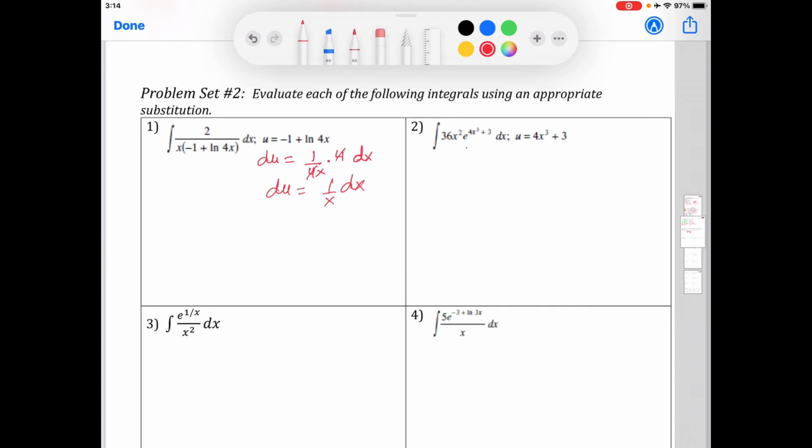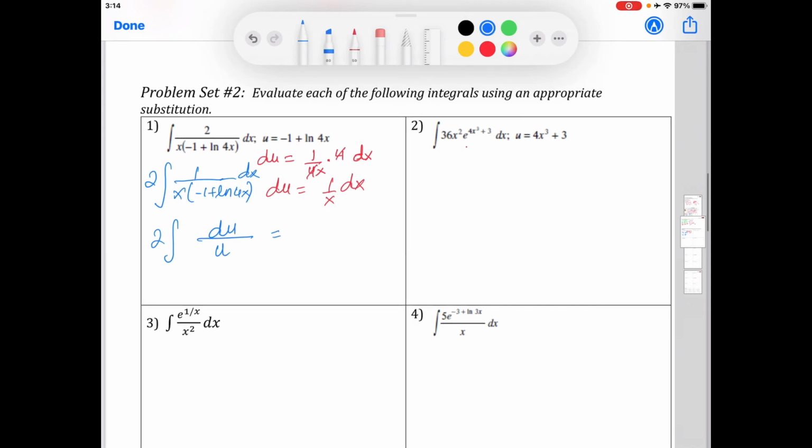So now I can actually clean this up a little before I even go further. I'm going to change colors. I'm going to pull out the 2, and let's see, what do I have? 1 over x, (negative 1 plus ln of 4x) dx. So I do have dx over x, and the inside would be just u. So 1 over x dx is what? du. So my integral is going to be du over u, or I can say it as 1 over u du.